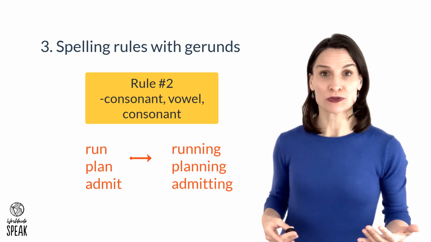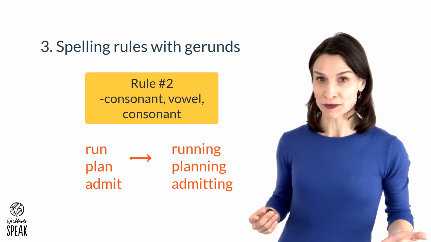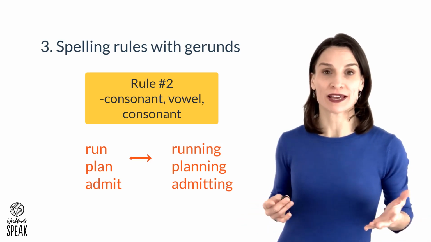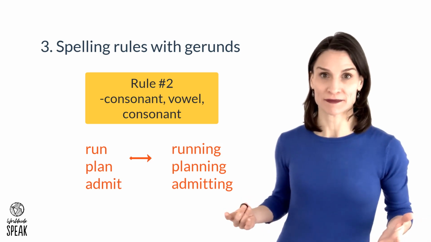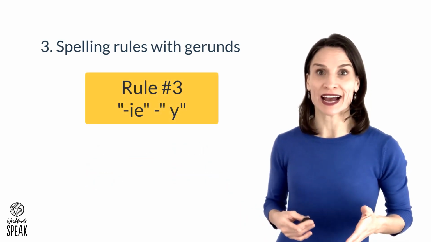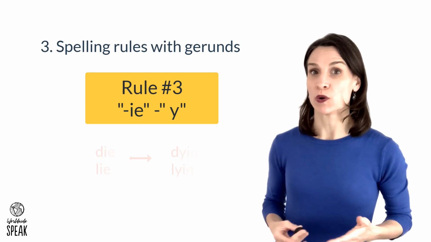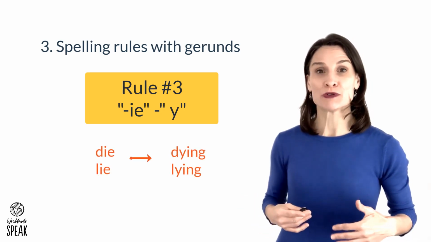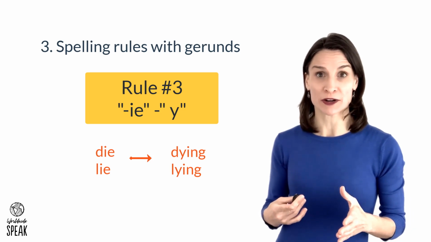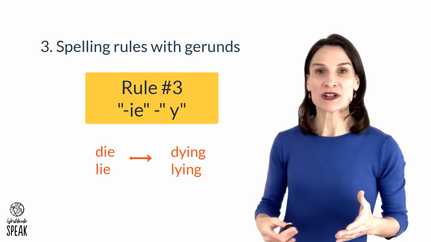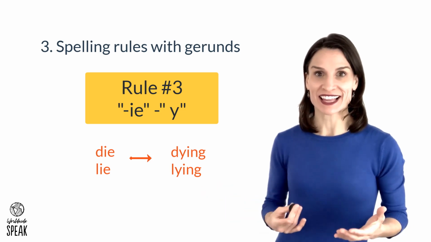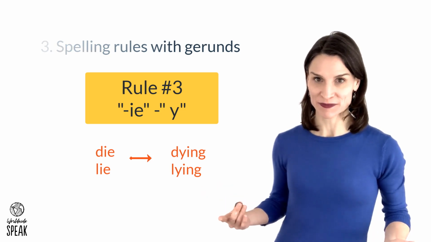This is also true if you have a two-syllable word and the stress is on the second syllable. For example, admit, admitting. Finally, if you have a verb which ends with ie, like die or lie, you will remove ie, you will replace these letters with the letter y, and then you'll add ing. So die becomes dying and lie becomes lying.